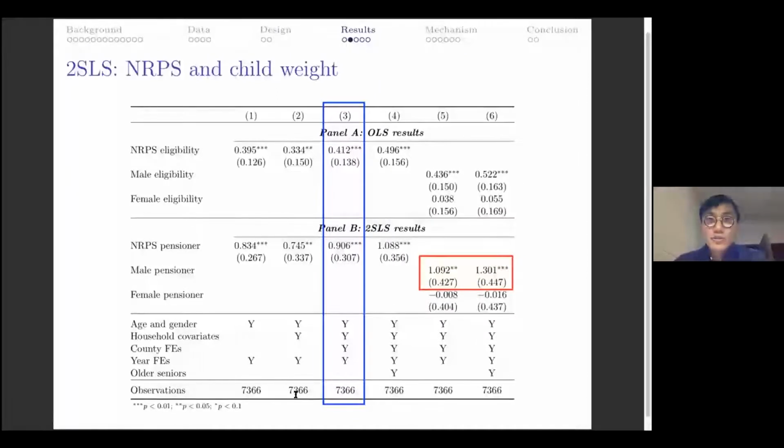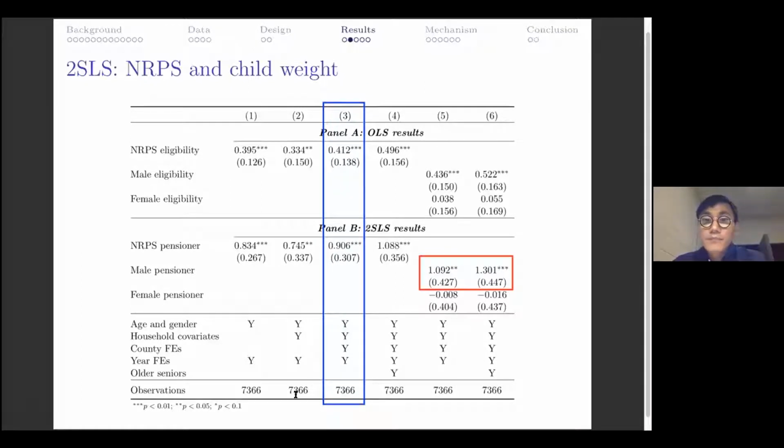In this table, we show the result for the BMI Z-score. The first panel shows the OLS results that use the NRPS eligibility directly in our regression, and panel B shows the two-stage least squares results. We see that by using the 2SLS, since it identifies the local average treatment effect, the point estimate is almost doubled compared to the OLS results.